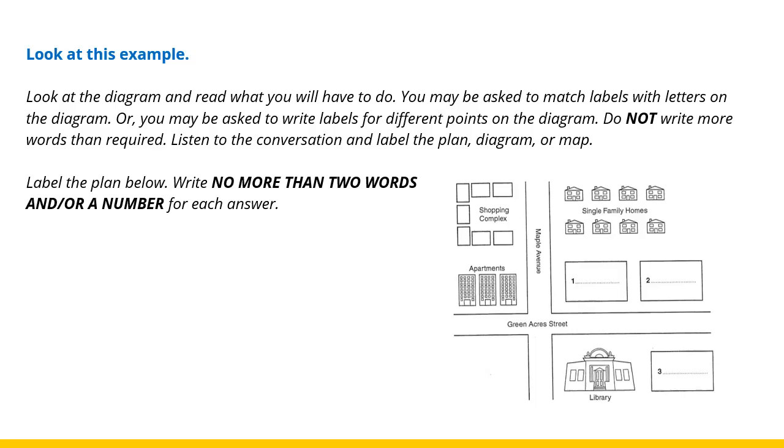And for example, here you have a map and you see how we have a shopping complex, apartments, Maple Avenue, Green Acre Street, library, and we have 3, 1, 2, 3. So you see gap fills that you have to fill out. And all these words are not here without a purpose. Keep in mind that. And then you need to read them.